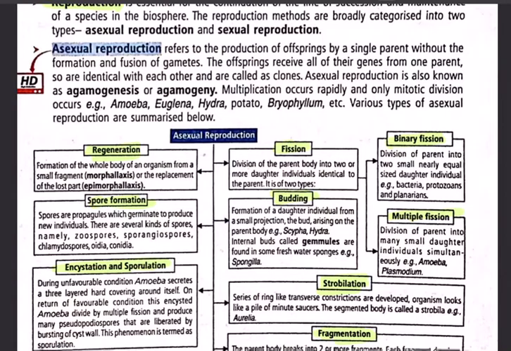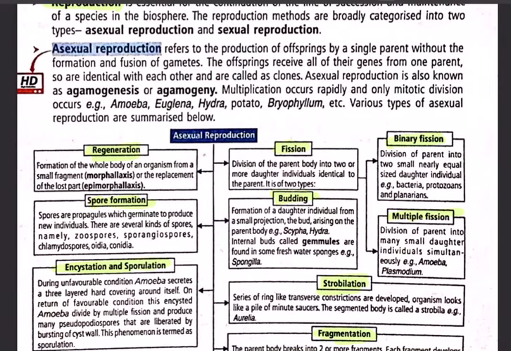Basically, asexual reproduction refers to the production of offspring, offspring means children, by a single parent without the formation and fusion of gametes. The offspring receive all of their genes from one parent, so they are identical with each other, and the offspring that are identical with each other are called clones. So this concept of clones is important.